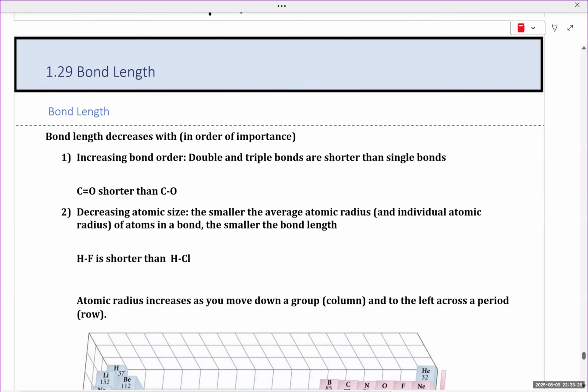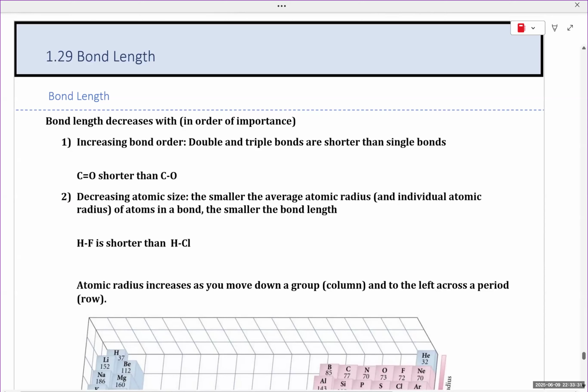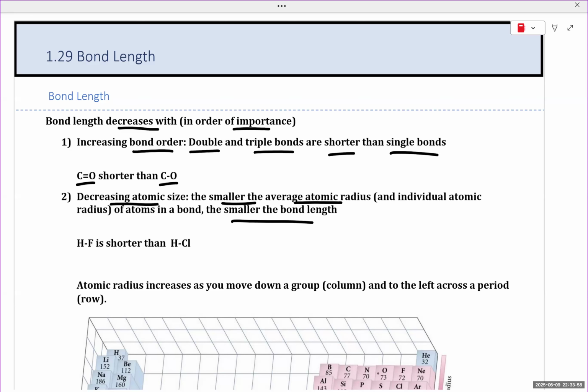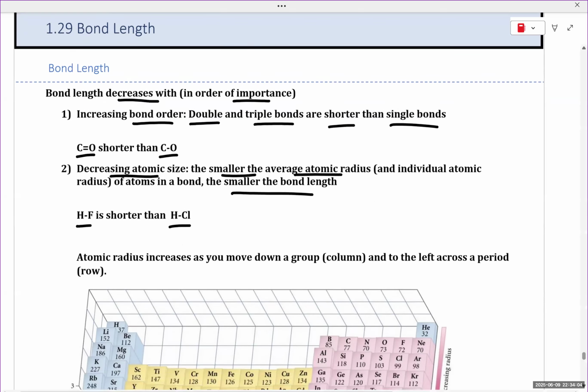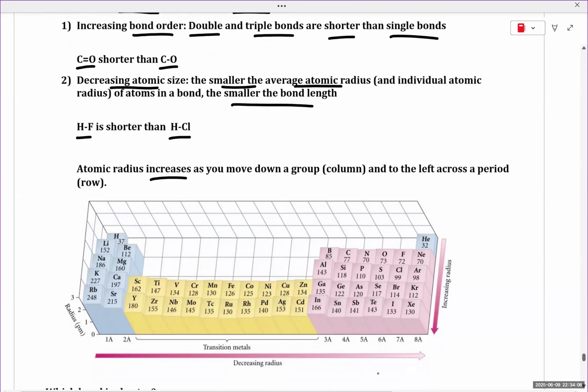Okay, what we're now going to talk about are some factors related to bond length. So bond length decreases with, in order of importance, increasing bond order, which means double and triple bonds are shorter than single bonds. For example, a carbon-oxygen double bond is shorter than a carbon-oxygen single bond. Bond length also decreases with decreasing atomic size. The smaller the average atomic radius, the smaller the bond length. For example, an HF bond is shorter than a hydrogen-chlorine bond. As a refresher, atomic radius increases as you move down a group and left across a period.